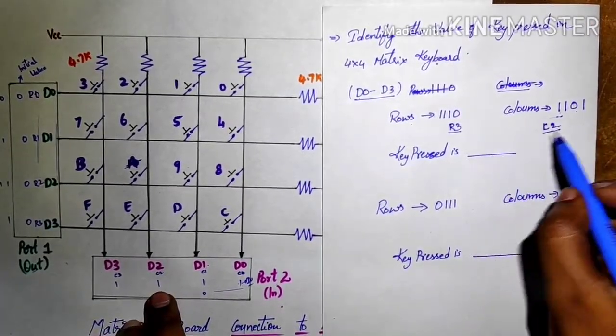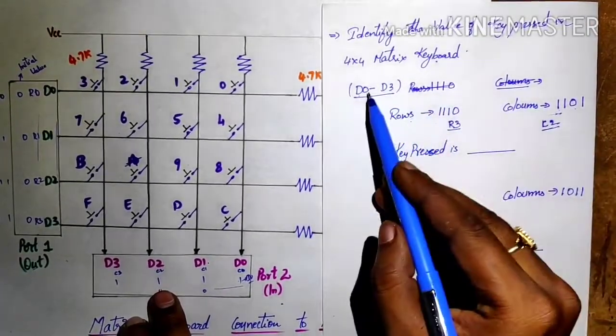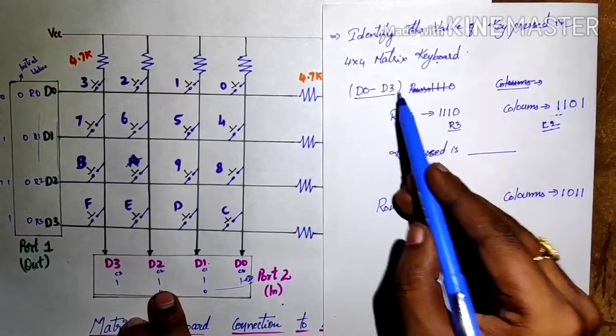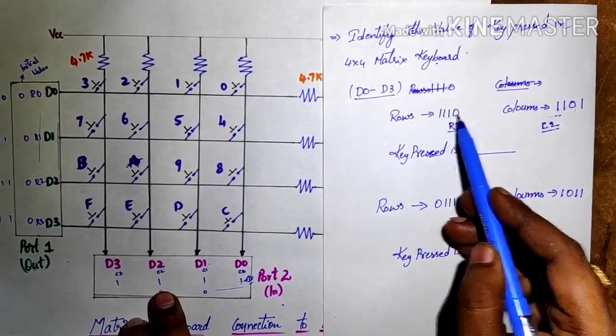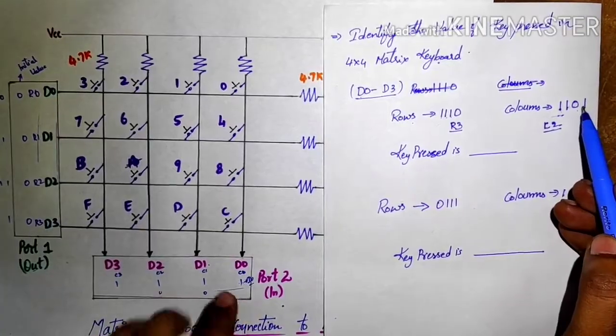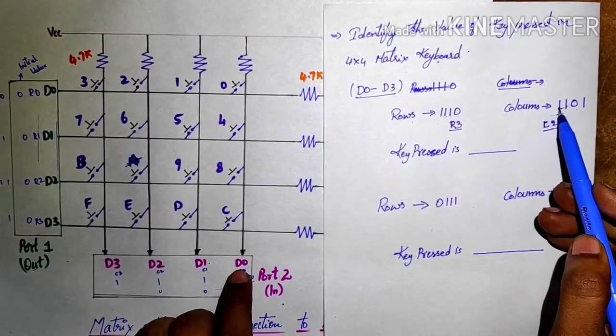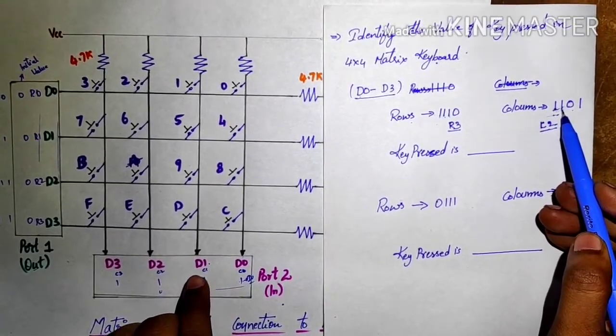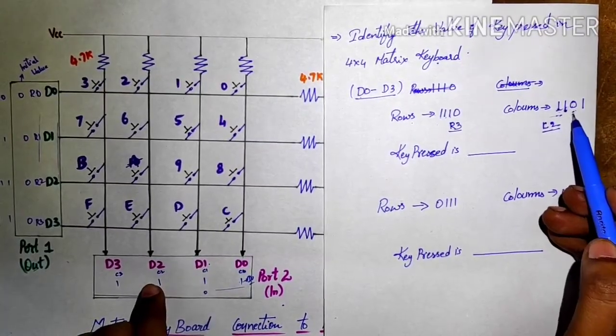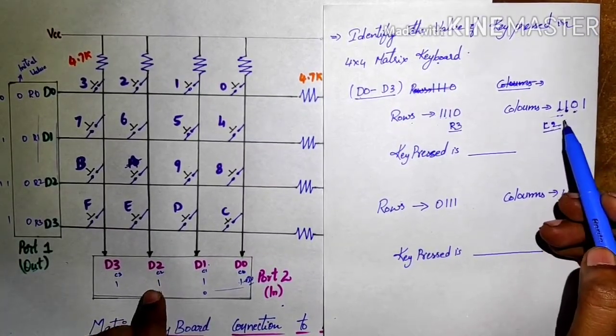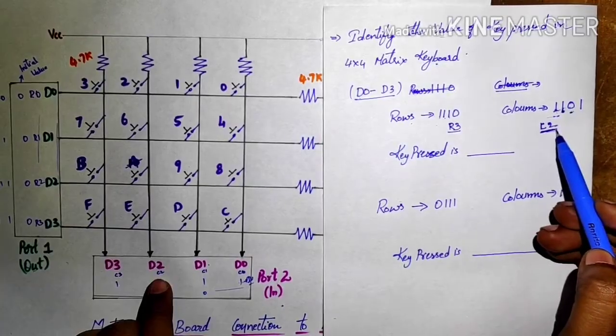Okay, so we have to keep in mind that the values are in this order, D0 to D3. D0, D1, D2, D3. Similarly, D0, D1, D2, D3. So here in columns D0 is 1, D1 is 1 and D2 is 0. So that means D2 belongs to column 2.